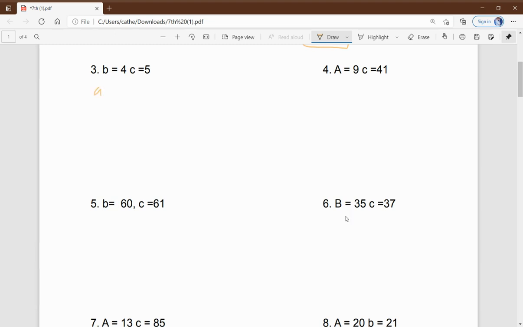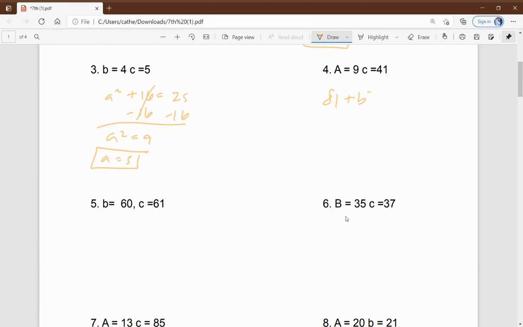We don't know A squared. My pen is not working very well. A squared plus 16 equals 25. We're going to subtract 16 from both sides. You get A squared equals 9. So A equals 3.